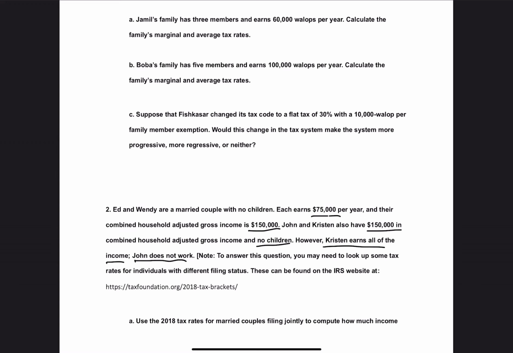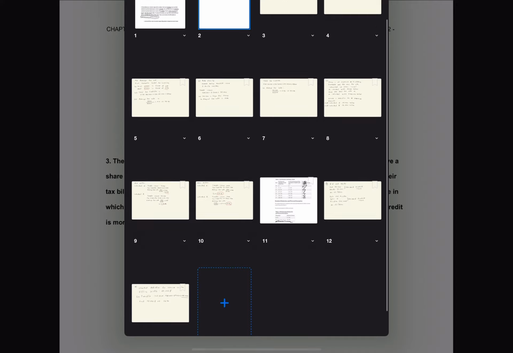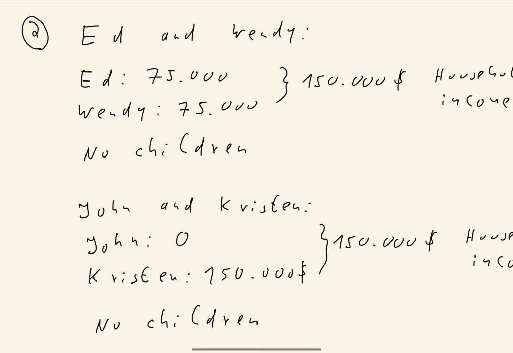For answering this question, I put a link here where you can find the tax brackets from 2018, which you will be needing. I also screenshotted it and will use it in the solution that I'm showing you in this video. In sub-exercise A, we're asked to use the 2018 tax rates for married couples filing jointly to compute how much tax each couple owes the government, and we assume that both are taking the standard deduction.